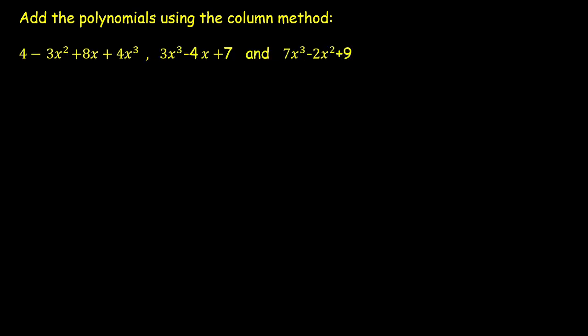Now let us do this addition where we have 3 polynomials. Now we won't rewrite the steps, we are already very much familiar with it. So let's just check if these are in the standard form. Well, the first one is not, so let's write it in the standard form: 4x³ − 3x² + 8x + 4. The second one is in the standard form, and so is the third one.